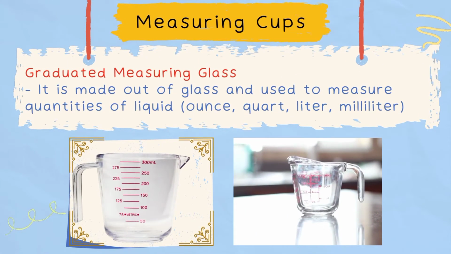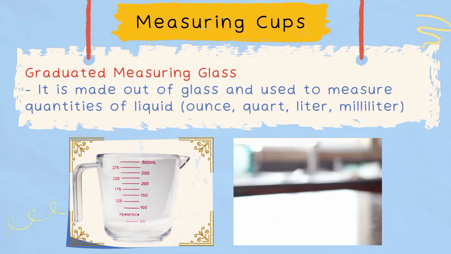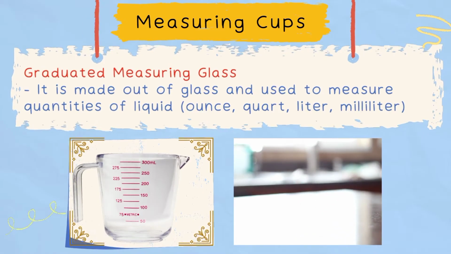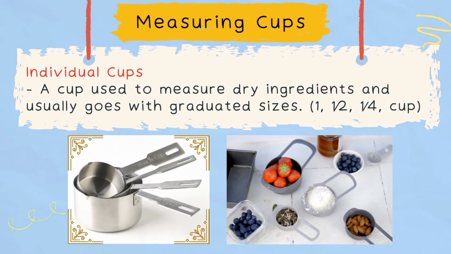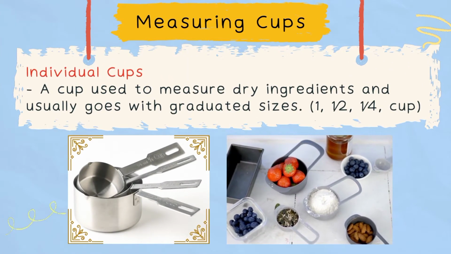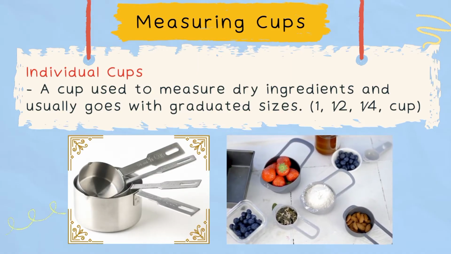Measuring cups, graduated measuring glass. It is made out of glass and used to measure quantities of liquid like ounce, quart, liter, milliliter. Individual cups: a cup used to measure dry ingredients and usually goes with graduated sizes. 1 cup.